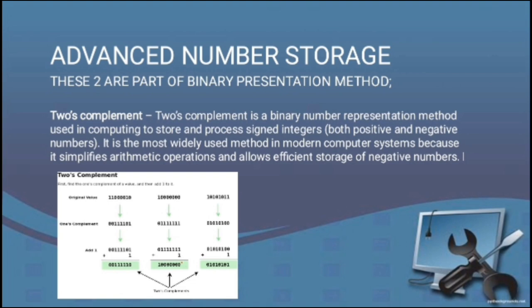The two's complement is a binary number representation method used in computing to store and process signed integers. It is the most widely used method in modern computer systems because it simplifies arithmetic operations and allows efficient storage of negative numbers. For example, if we store negative 5, first 5 in binary is 0101.